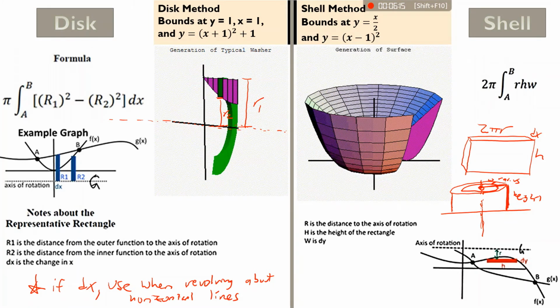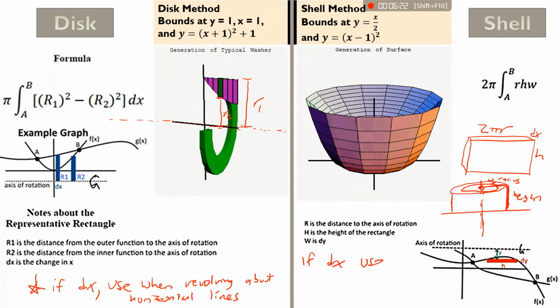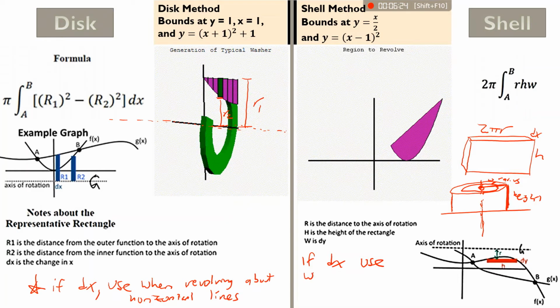Again, it is possible to use shell method if you're revolving around a horizontal line, but you would have to be in terms of y instead of in terms of x. So as long as we're in terms of x, use shell method when revolving about vertical lines.